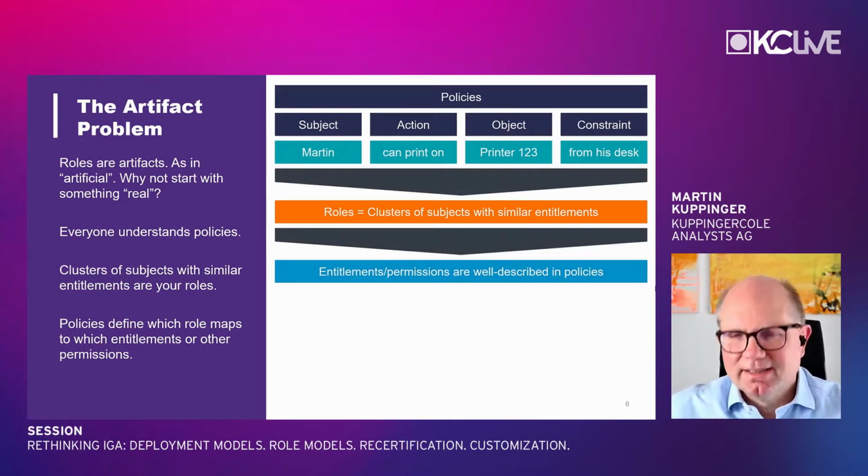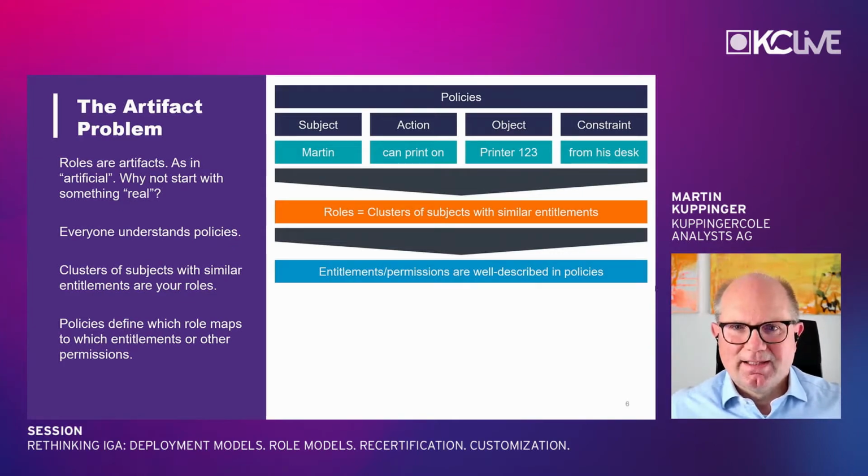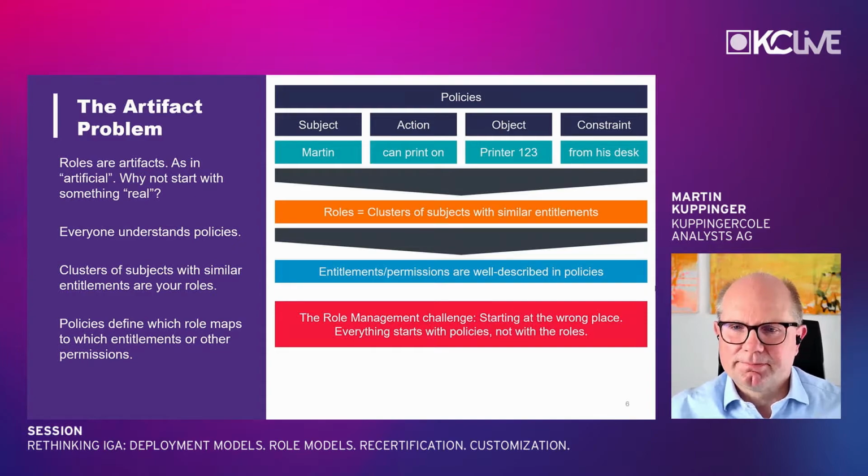Okay, that's a very simplified example, but someone can do certain things in SAP under certain constraints, etc. All these things are in the policies. Everyone can describe them, and everything is in there. So the role management challenge from my perspective is, at the end, we are starting at the wrong place. We must not start with creating complex artificial roles. We must start with something everyone can easily describe, and that are policies.